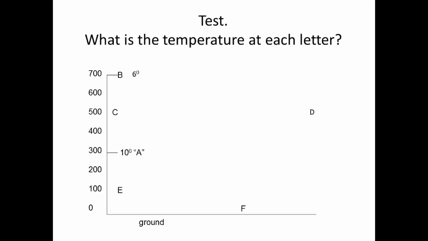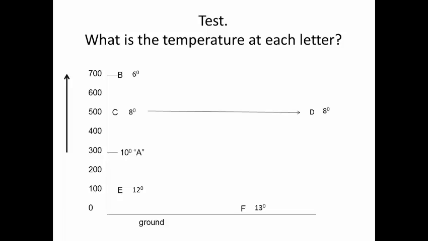Okay, so here are the answers. B is 6 degrees Celsius. Why? Because for every 100 meters you increase in elevation, temperatures decrease by 1 degree. In this case, B is 400 meters higher than point A. Point C is 8 degrees Celsius, and D is also 8 degrees Celsius. Why? This is because D is horizontally on the same plane as C. Point E is 12 degrees, and F is 13 degrees.